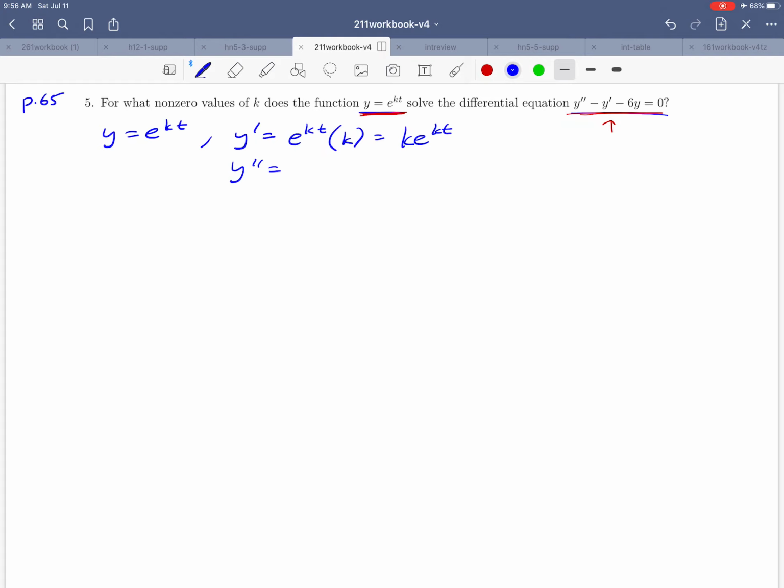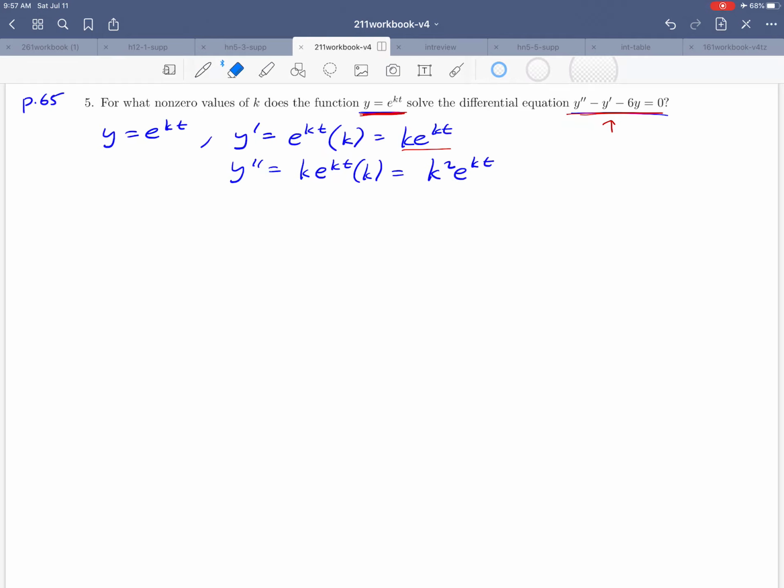What would y double prime look like? Well, now we're starting from k e to the kt, and we're just going to do it again and take one more derivative. K is a constant, and then we need to take the derivative of e to the kt, which again is e to the kt times k. So what ends up happening is that we've got two copies of k. Put those together and we'll get a k squared. Okay, so there's y, y prime, and y double prime.